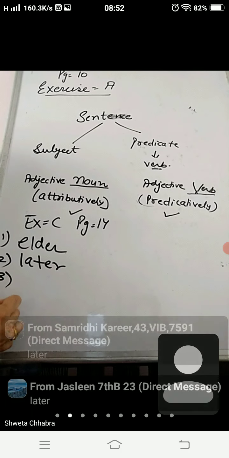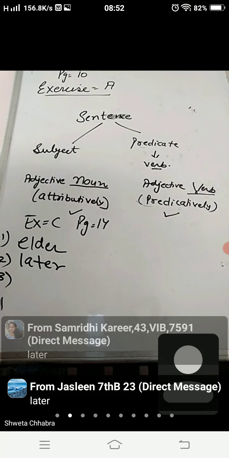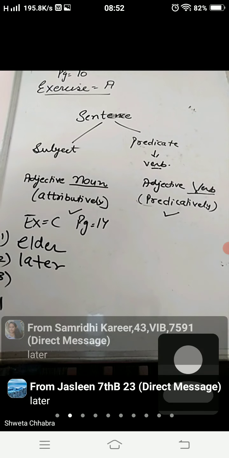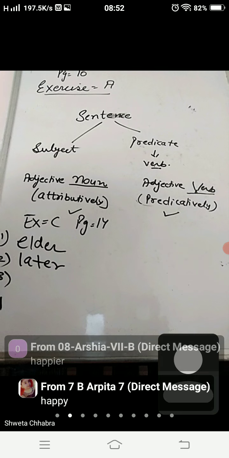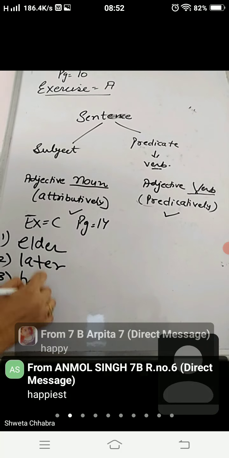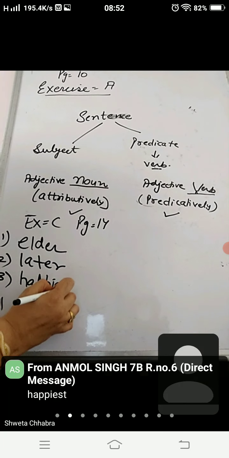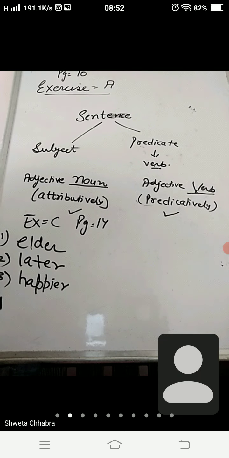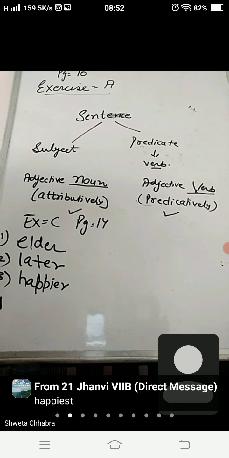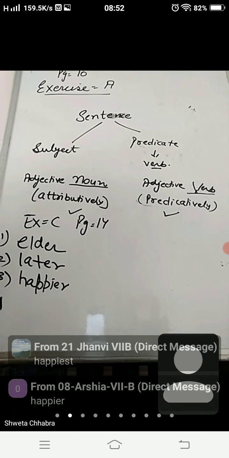Now I am going to announce the names of good students who are sending me correct answers. Samriddhi, Jasleen. The poor woman once had a dash life. Once had a dash life. A comparison is being made, but the word is not given. But still there is a comparison. So the poor woman once had a happier life.